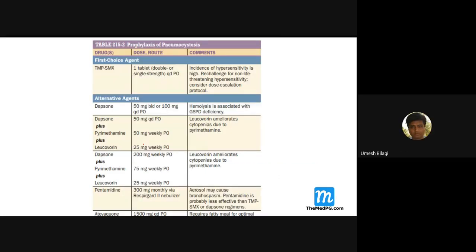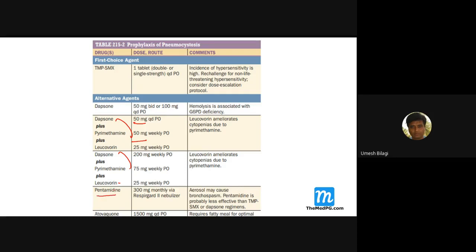Then prophylaxis, what are the drugs? As I told, cotrimoxazole, 1 tablet per day. This is the most commonly used. Other option: if the patient has a side effect, then dapsone 100 mg per day can be given. Side effects are hemolysis; in G6PD deficiency it will cause hemolysis. And dapsone and pyrimethamine can be used, and the dapsone dose is reduced here. Leucovorin can be used along with pyrimethamine.